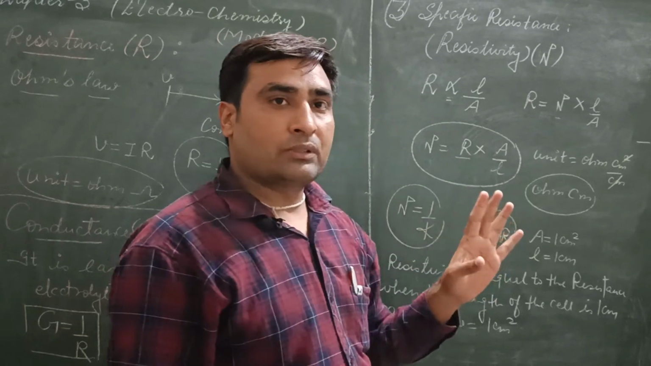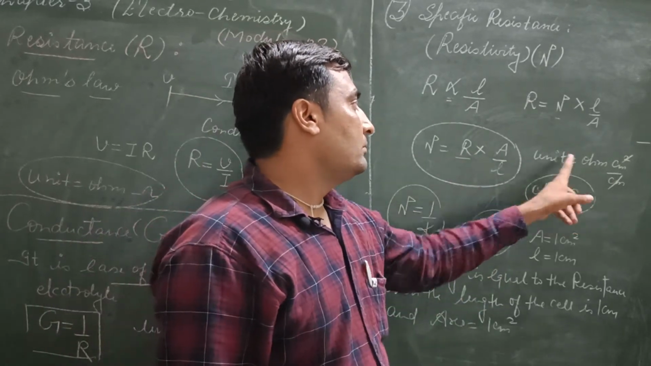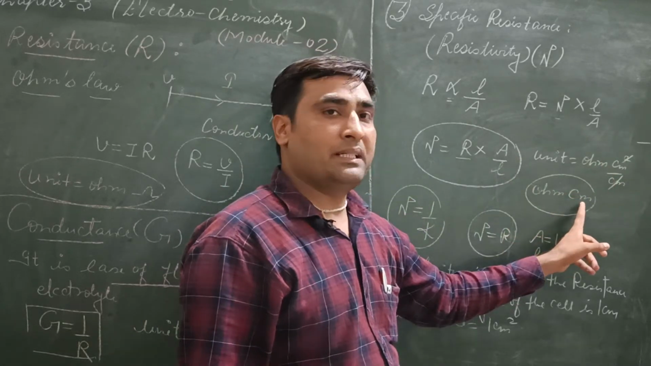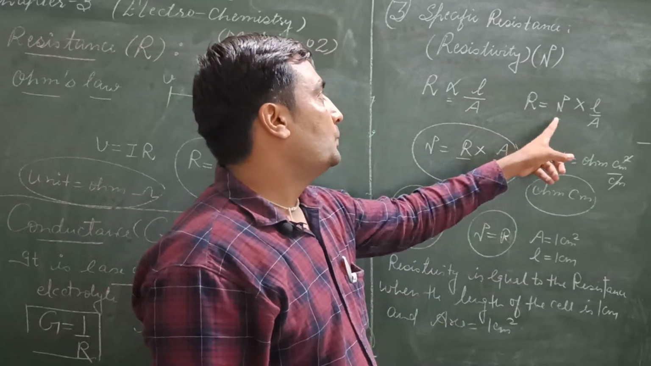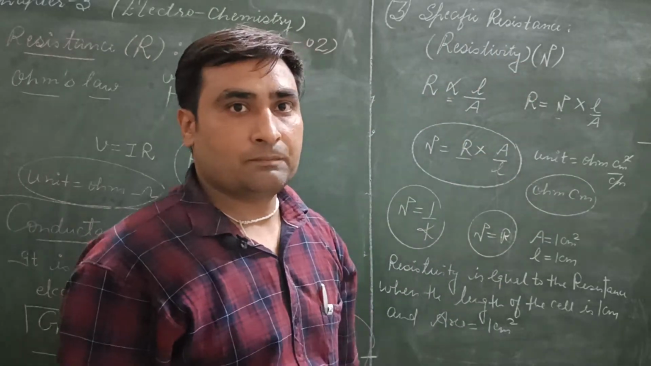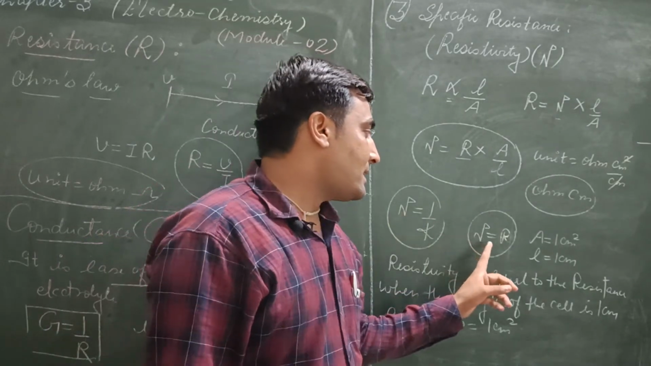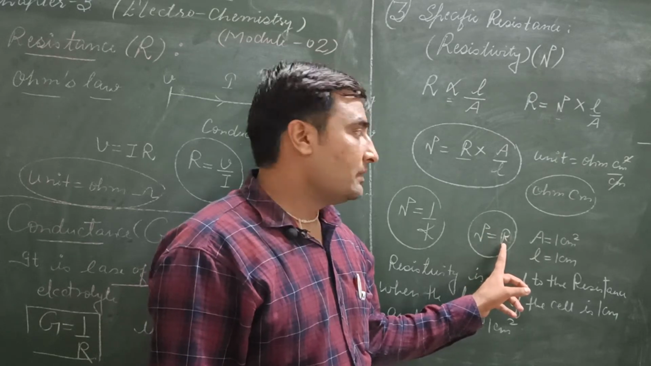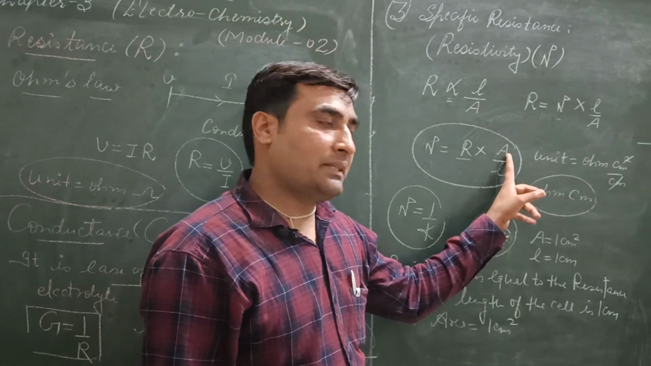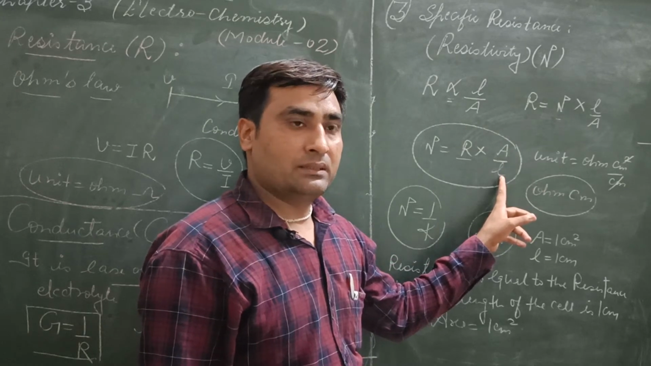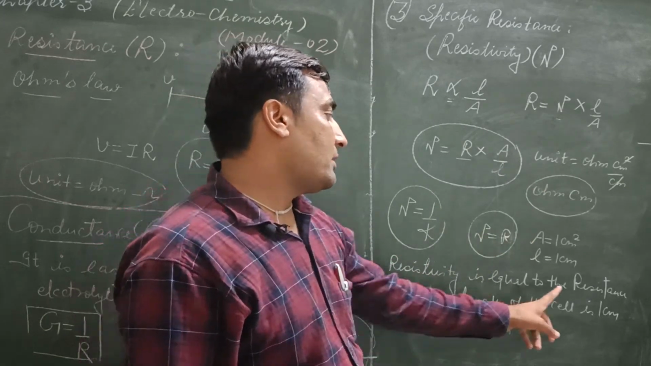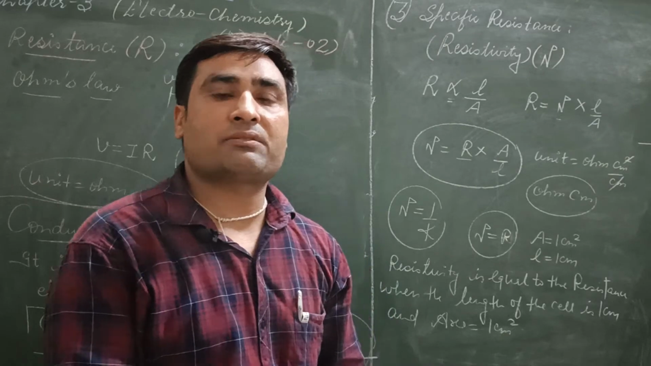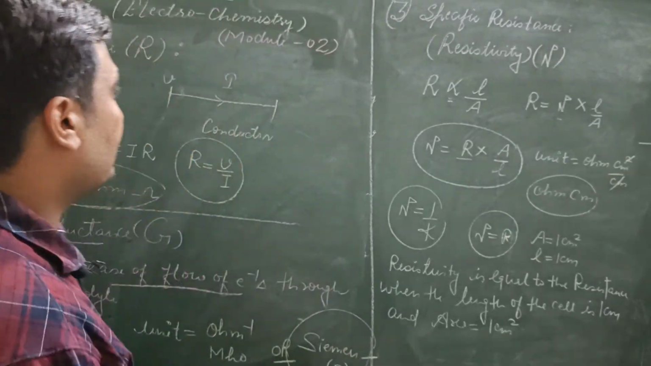And when we find the unit, the R unit is ohm, area we take in centimeter square, length in centimeter, and we get ohm centimeter, the unit of rho, specific resistance or resistivity. Rho can be defined as equal to the resistance when the area of cross section equals 1 centimeter square and length equals 1 centimeter. So we have defined it. Resistivity is equal to the resistance when the length of the cell is 1 centimeter and area equals 1 centimeter square.